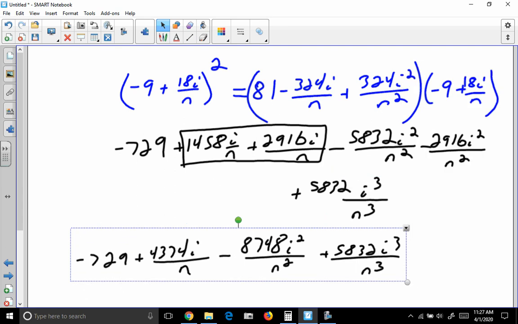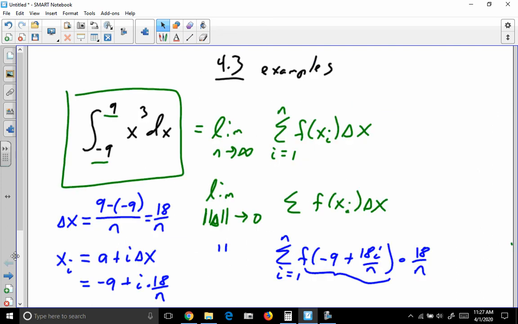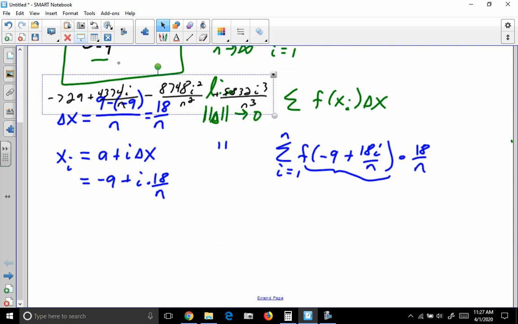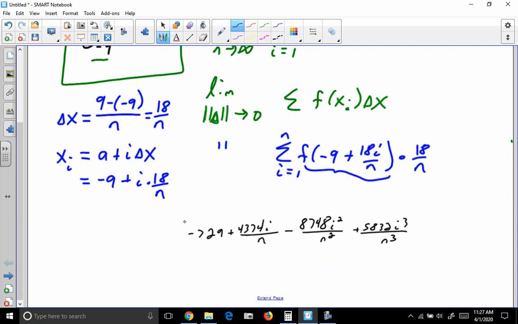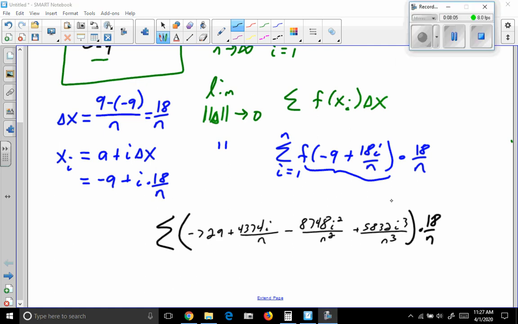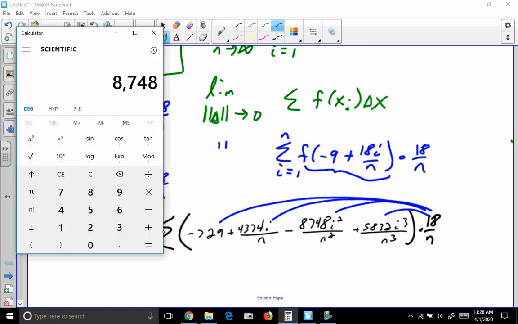So let's group that together, and then let's copy that and move it back over here. So that's our f of x sub i. That needs to be multiplied times 18 over n, and then we need to sum that. So before we do the sum, we need to distribute. So distribute there, there, there, and there. And when we distribute that, let's see what we get.